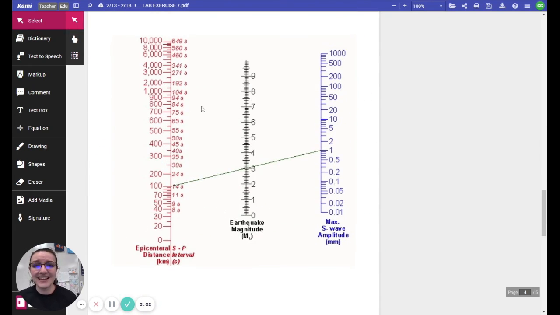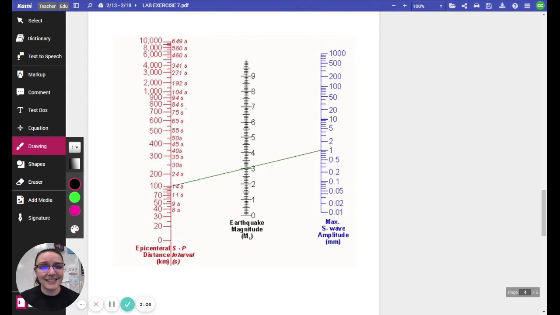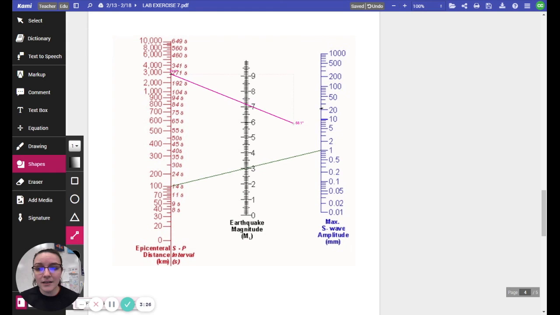So if I come look down at my nomogram, I can make a little note. The distance was 2,800 kilometers, or right about there. I just said I had a maximum amplitude of 22 kilometers, or millimeters, excuse me, which is right about there. And now I want to draw a line connecting those two dots. And that shows me it crosses the magnitude scale at an 8.